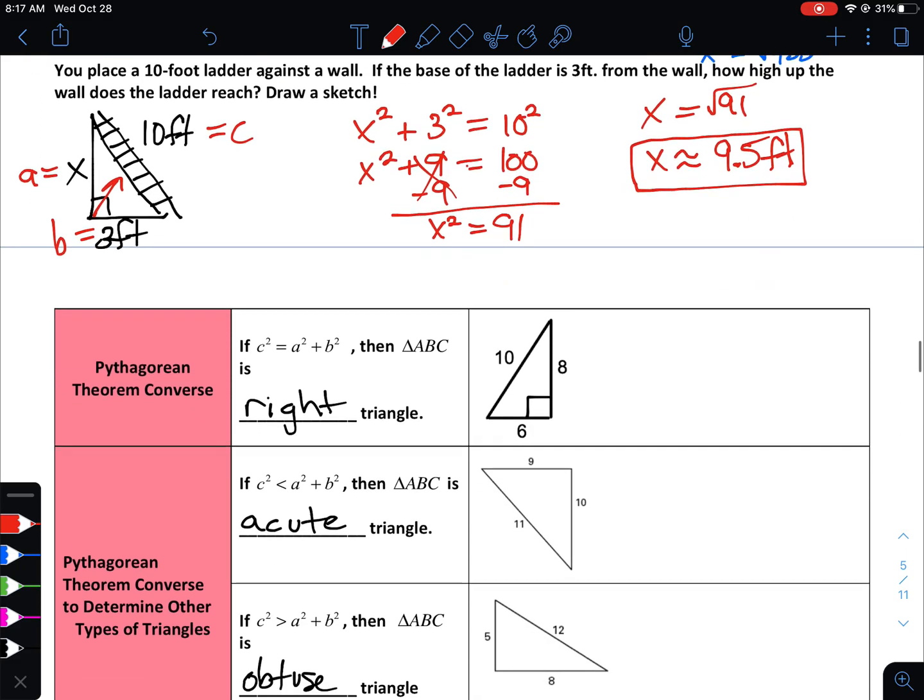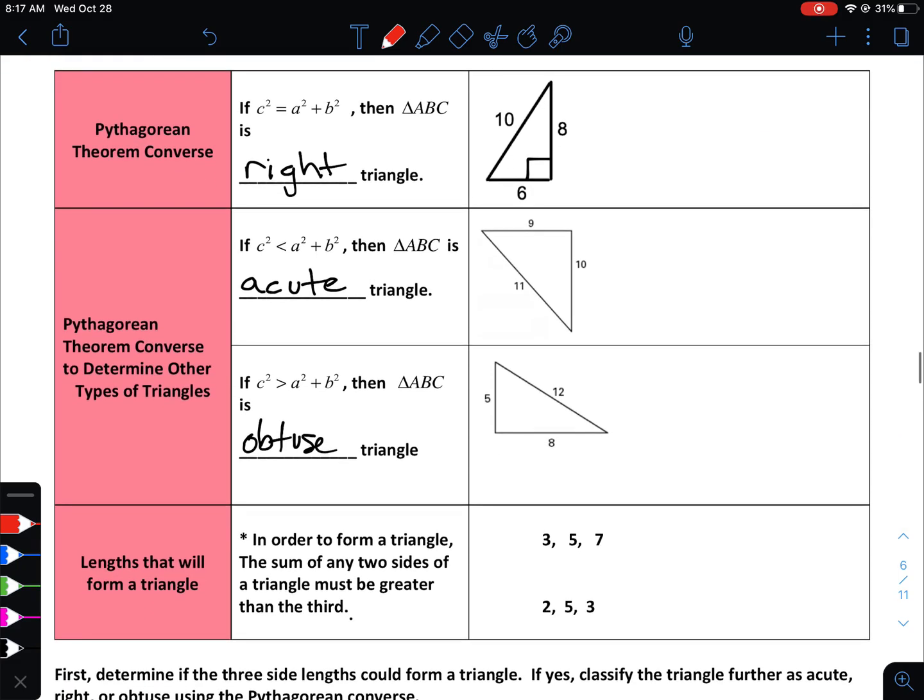Okay, so that's the Pythagorean theorem. Let's go ahead and talk about its converse. So a converse is kind of the statement, but in reverse. So the Pythagorean theorem said that if we had a right triangle, then it had to be true that a squared plus b squared equals c squared. The converse says that if c squared equals a squared plus b squared, then the triangle has to be a right triangle.